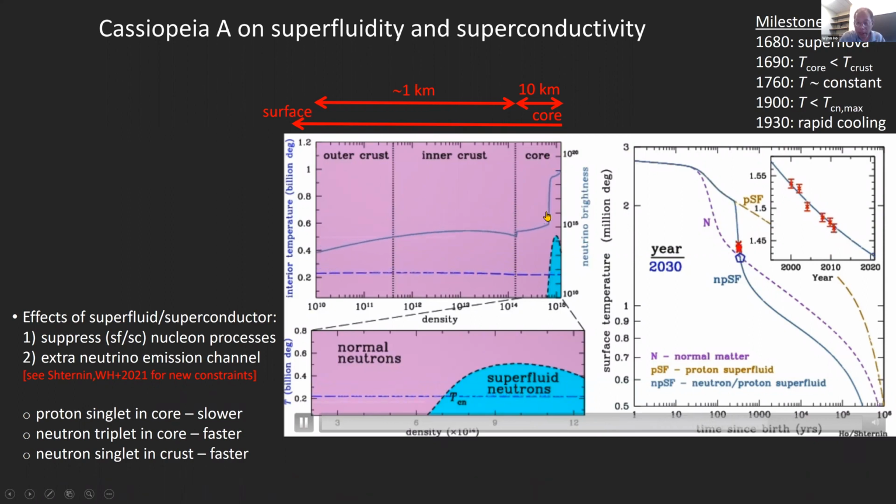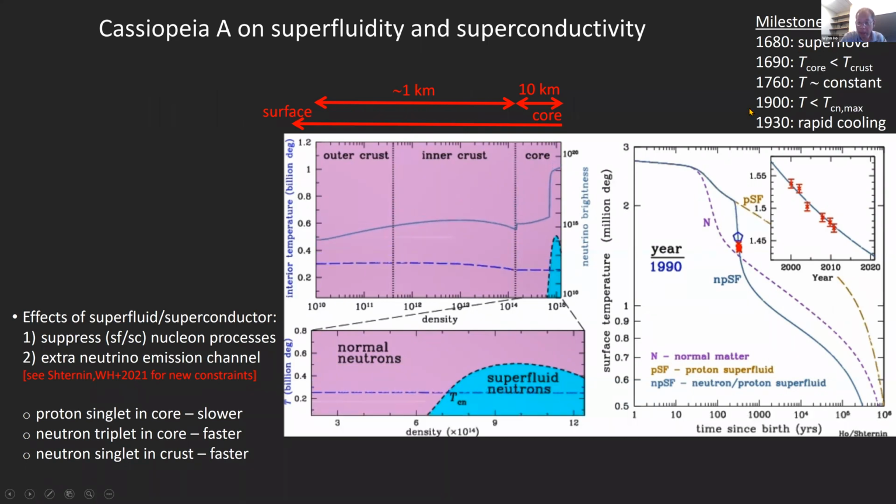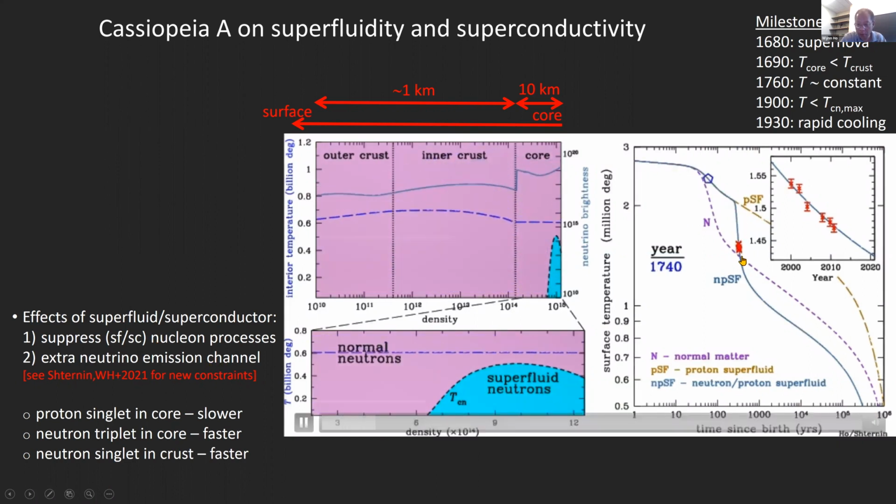So the end result is that in order to fit the Cassiopeia observations, the rapid cooling, we need the protons to become superconducting at early times, so that the temperature is high at early times, but then by about the 1900s, when the temperature drops below the critical temperature for superfluidity, this extra neutrino emission channel turns on and cools it very rapidly. And that's what we're going through at our current time.